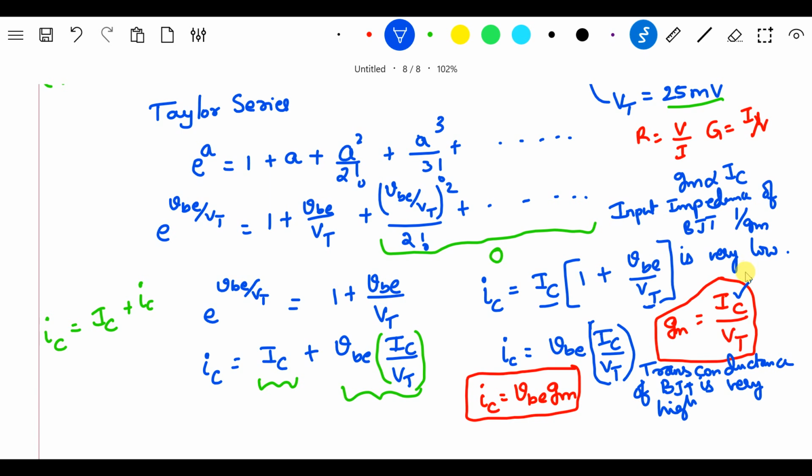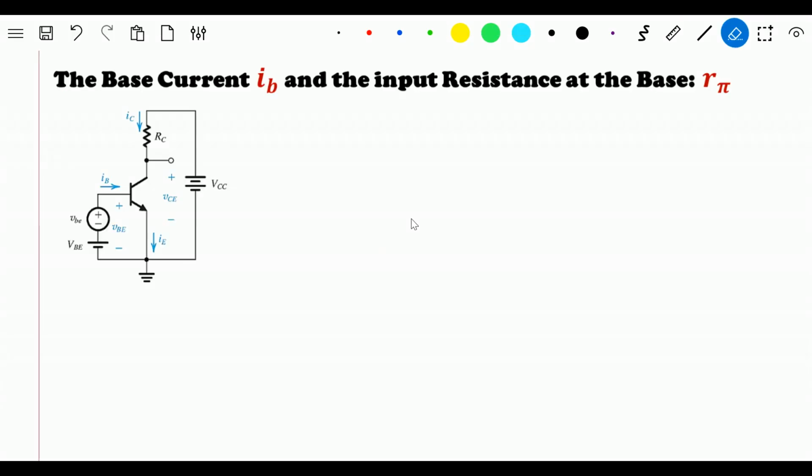Therefore, if you take the MOSFET, later we'll discuss in module 2, in MOSFETs you see the transconductance will be very low, whereas input impedance will be very high. That condition we'll see later. I hope now in this video you came to know about the transconductance and its formula. And we also came to know that finally the AC current small IC is equal to the product of the base emitter AC voltage multiplied by the transconductance. Thank you. We have derived the equation for small IC.